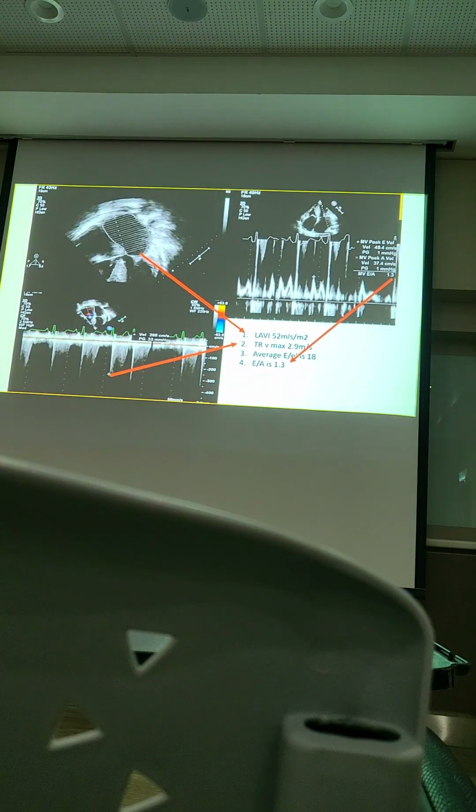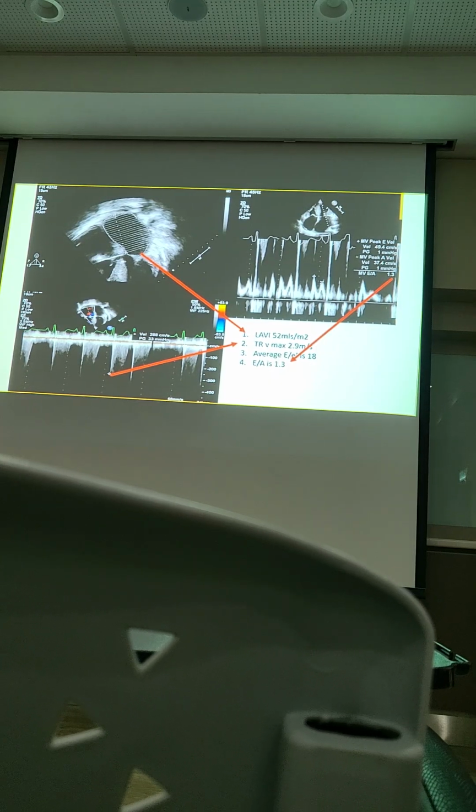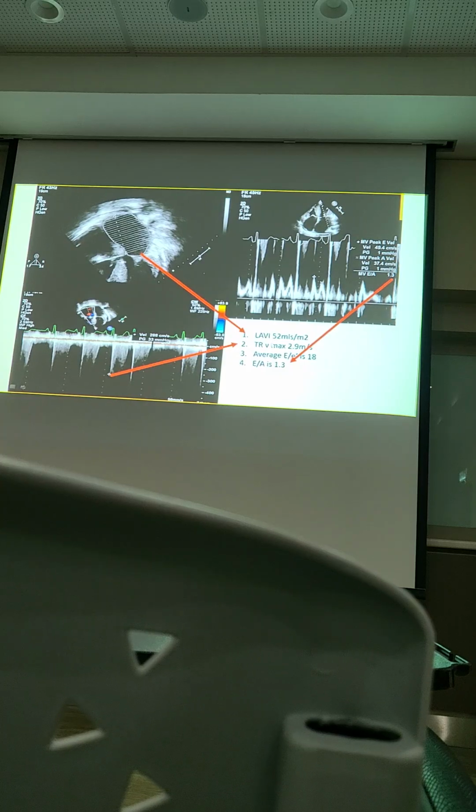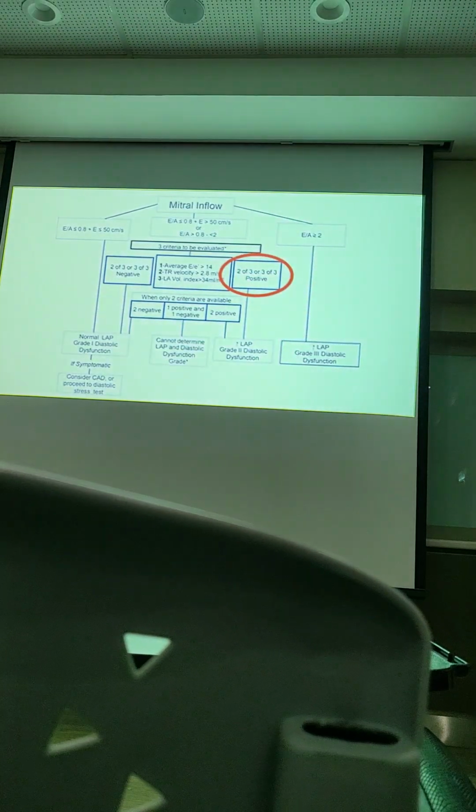Okay, firstly, which algorithm? 1 or 2? 2. So okay. So which one is tak normal? LAVI normal tak? TR Vmax normal tak? Average E over E prime normal tak? So banyak tak normal. So okay.